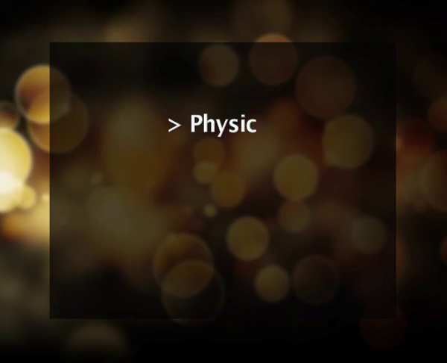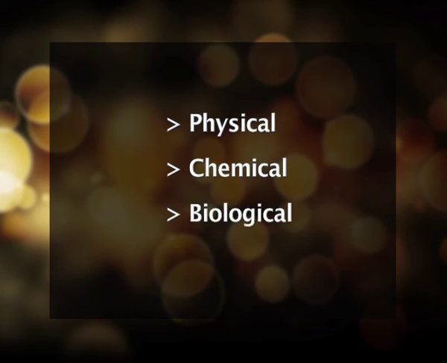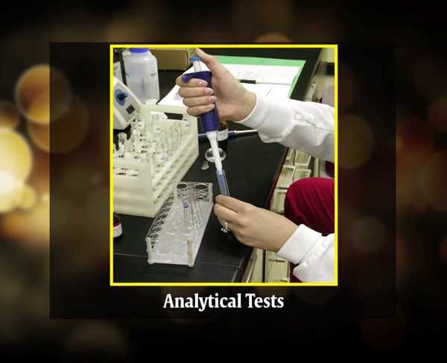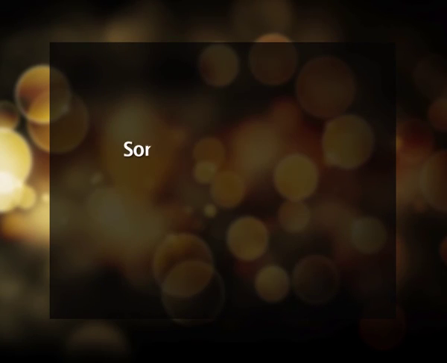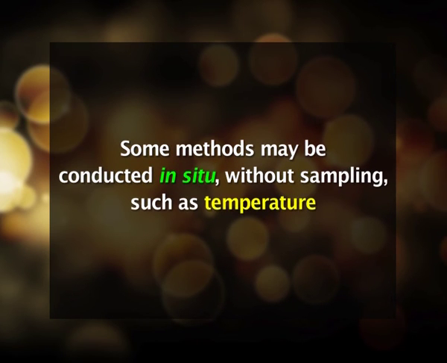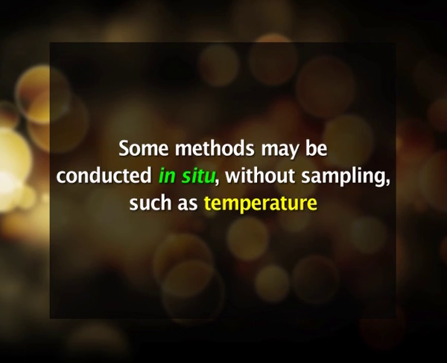Now, measurement of water pollution. Water pollution may be analyzed through several broad categories of methods, that is physical, chemical and biological. Most involve collection of samples followed by specialized analytical tests. Some methods may be conducted in situ without sampling, such as temperature.